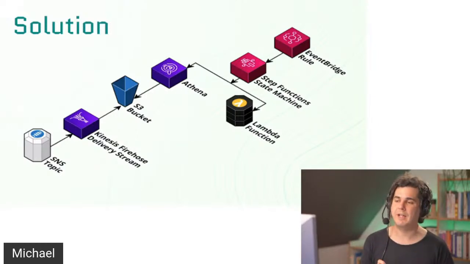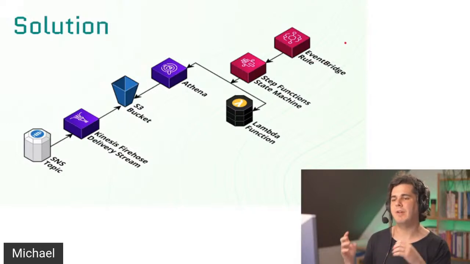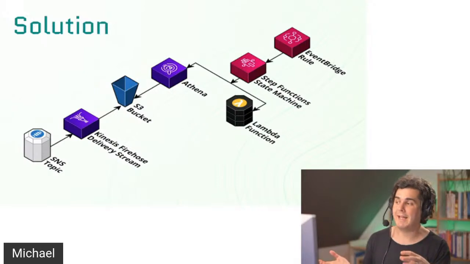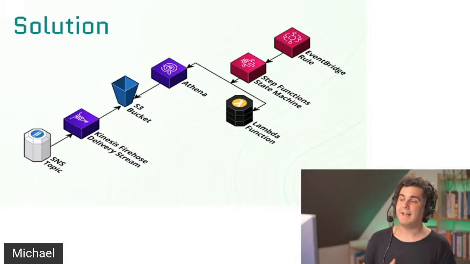What I also did, at the top of the architecture, is I triggered the whole Step Functions thing with an EventBridge rule, which is triggered every, in my case, every day or every week to generate a daily or weekly report. So that's the architecture and that's the solution.